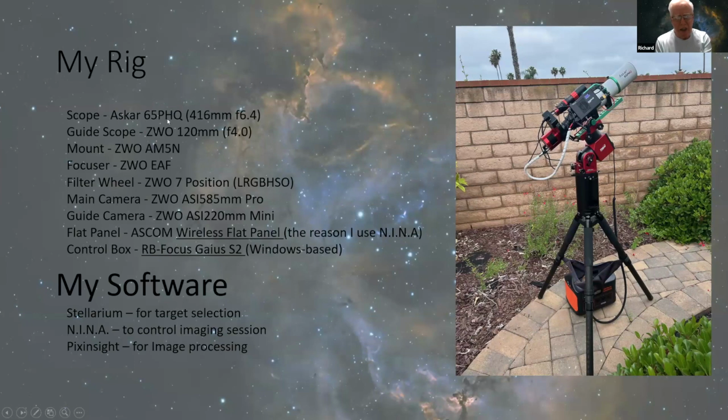I've got an Askar 65 PHQ, which is 416 millimeters, a ZWO guide scope, an AM5N, and I use the electronic focuser from ZWO. In fact, all my stuff is ZWO except my flat panel. My flat panel is an Askar wireless flat panel that I built following some instructions I found online. And that's the main reason I use N.I.N.A, because with all this ASI stuff, I could use ASI Air.